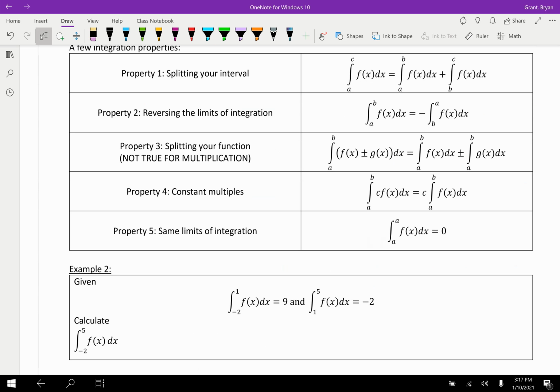Okay, property 3. Just like with derivatives and indefinite integrals, you are allowed to split your function.